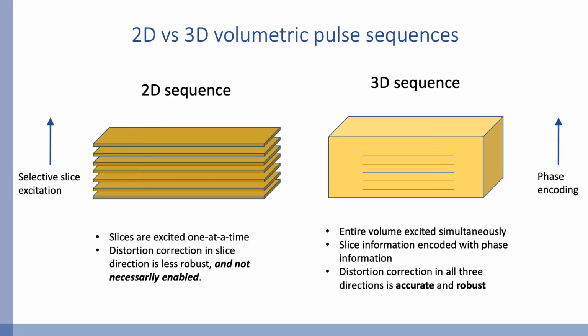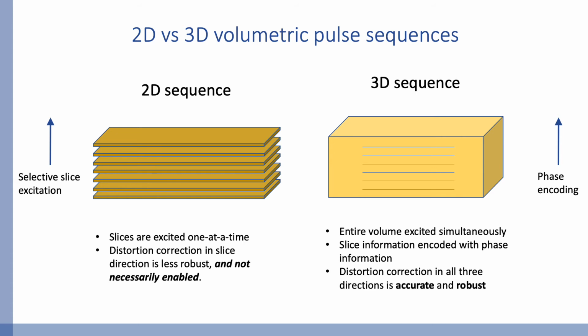As an example of such a configuration error, let's have a look at distortion correction for 2-dimensional versus 3-dimensional pulse sequences. In both cases, we're talking about full volumetric imaging sequences, but they differ in how the data is acquired. In 2-dimensional pulse sequences, the data is acquired one slice at a time. A single slice is excited, data is acquired, and then a different slice is excited and acquired. This process is repeated many times until all of the data in each slice is acquired.